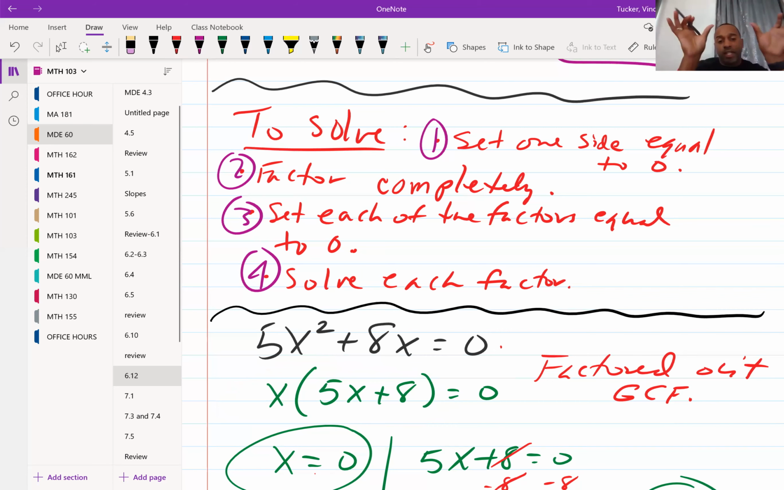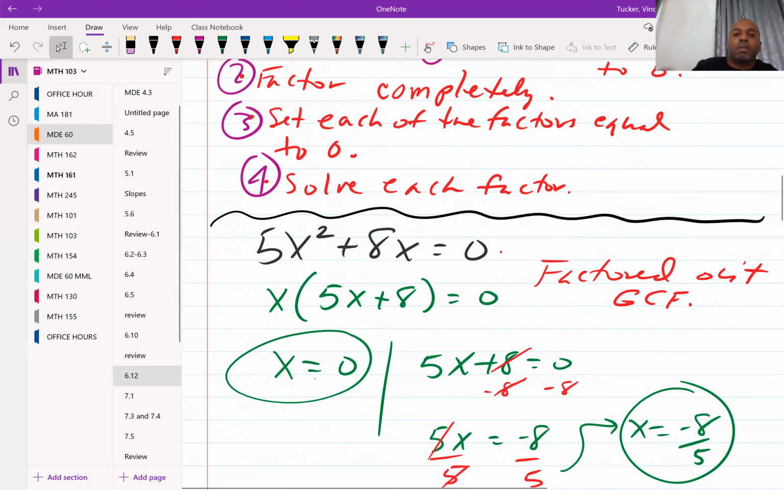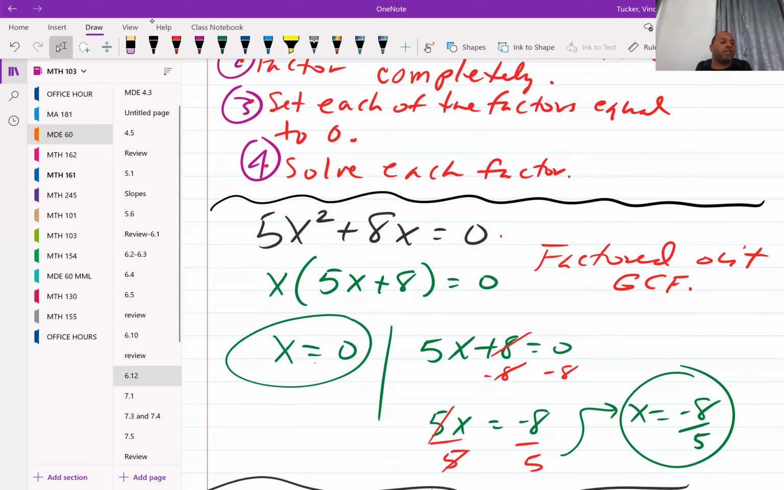Once that is the case, you set each factorization, each piece, equal to 0 and solve. So x equal to 0 is one, and then 5x plus 8 equals 0 is the other. Now x equal to 0, there's nothing to solve there. So that is one of your solutions, x equals 0. And then 5x plus 8 equals 0. Subtract 8 from both sides. Divide by 5. And -8/5 is our other solution.